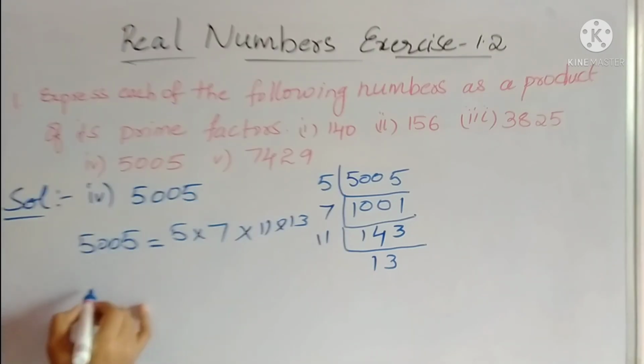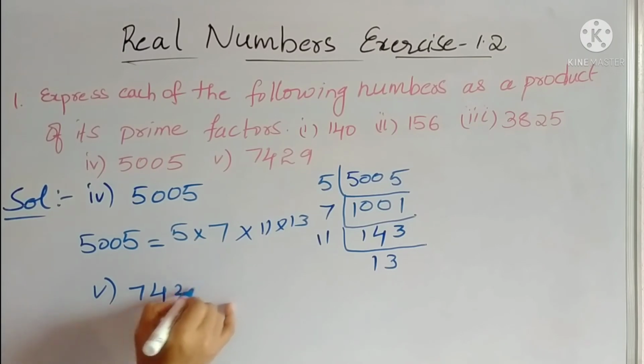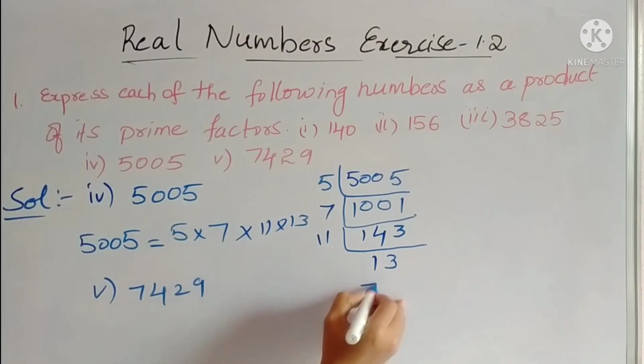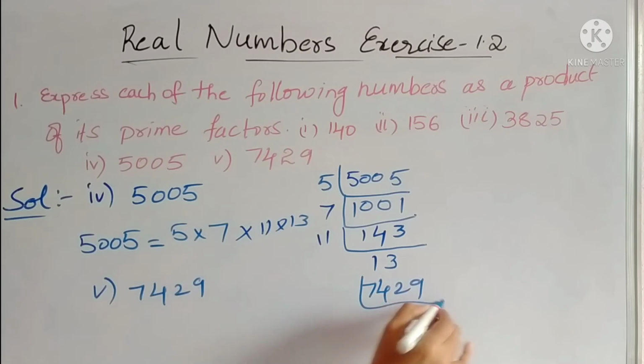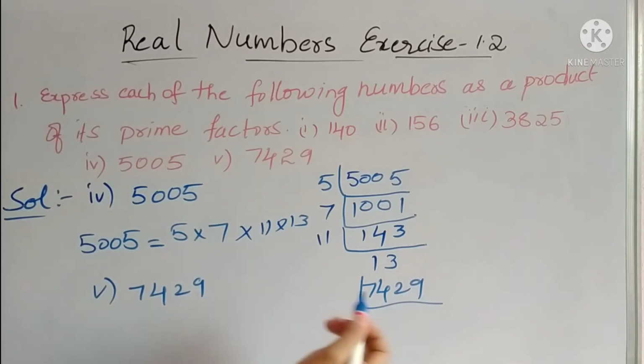Next here fifth problem, 7429. In the side we will solve like this. Okay. Here in units place 9. So it won't be divisible by 2. We'll check the sum. 7 plus 4, 11. 11 plus 2, 13. 13 plus 9, 22, right? So again it won't be divisible by 3 also.